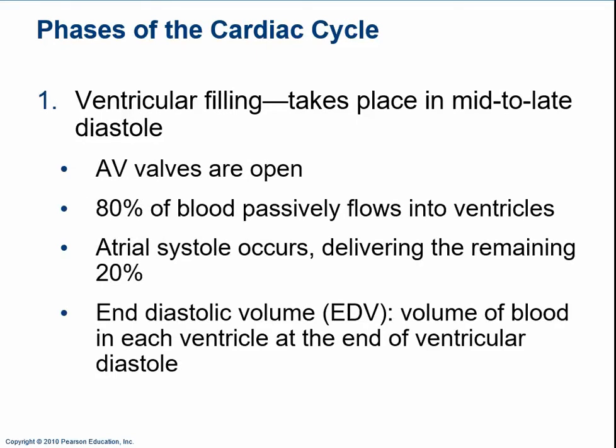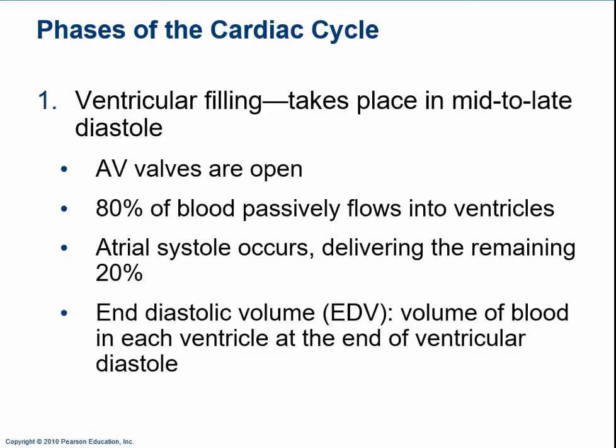Okay, so what's going to happen? Because this is a cycle, we can start anywhere. So we're going to start at mid to late diastole. This is the time that the ventricles are filling. The mitral valve and the tricuspid valve are open because there's no pressure to push them closed. The blood just flows passively into the ventricles. 80% of the blood happens at this time. So blood is flowing from the vena cava into the right atrium, through the open tricuspid valve, into the ventricle. It just passively fills.